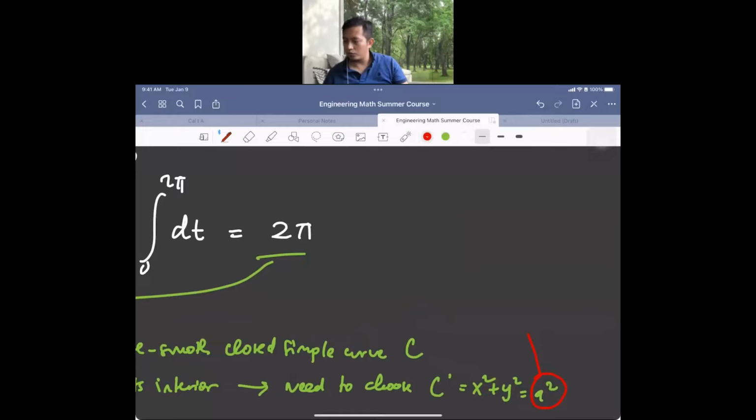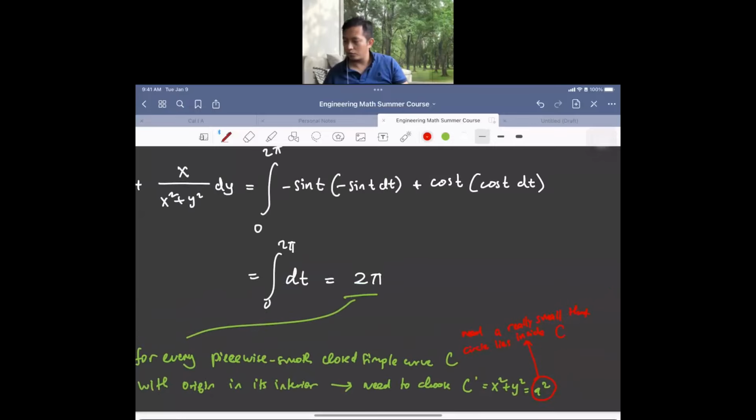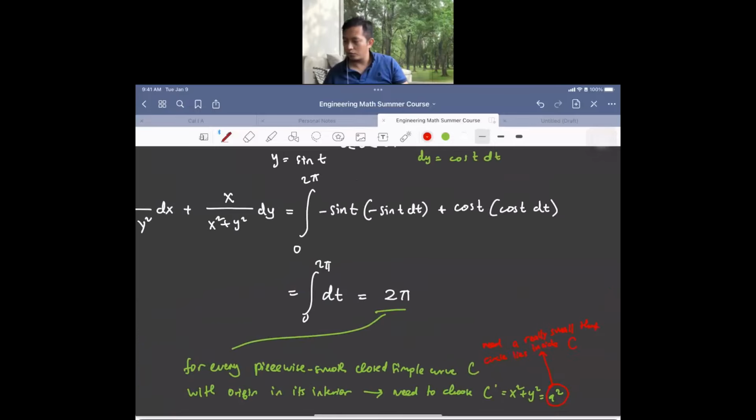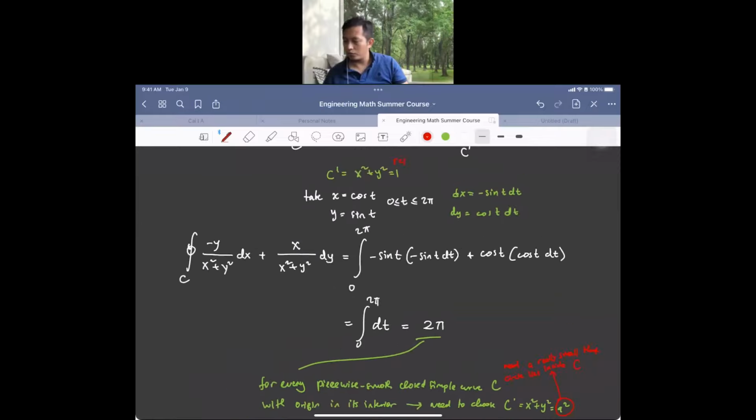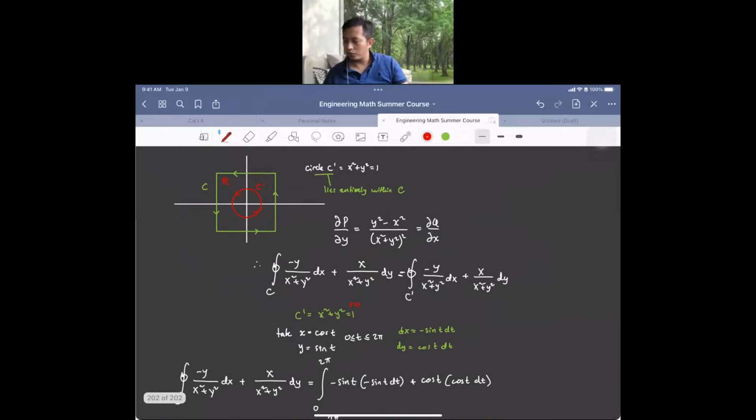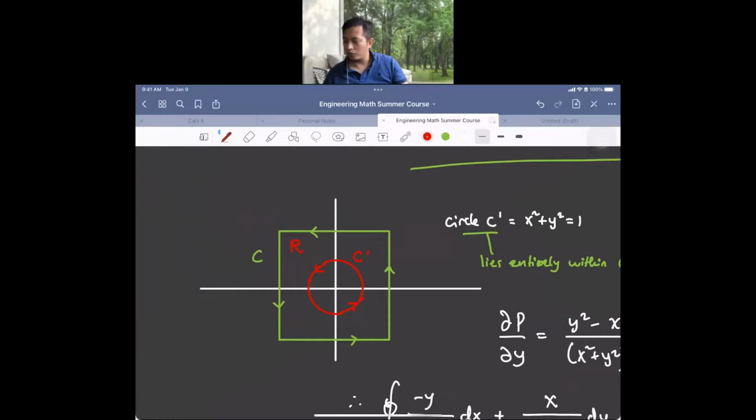And the idea is to make this a really small circle, so that the circle lies inside the curve C. Okay, so the idea depends on how big our C is.